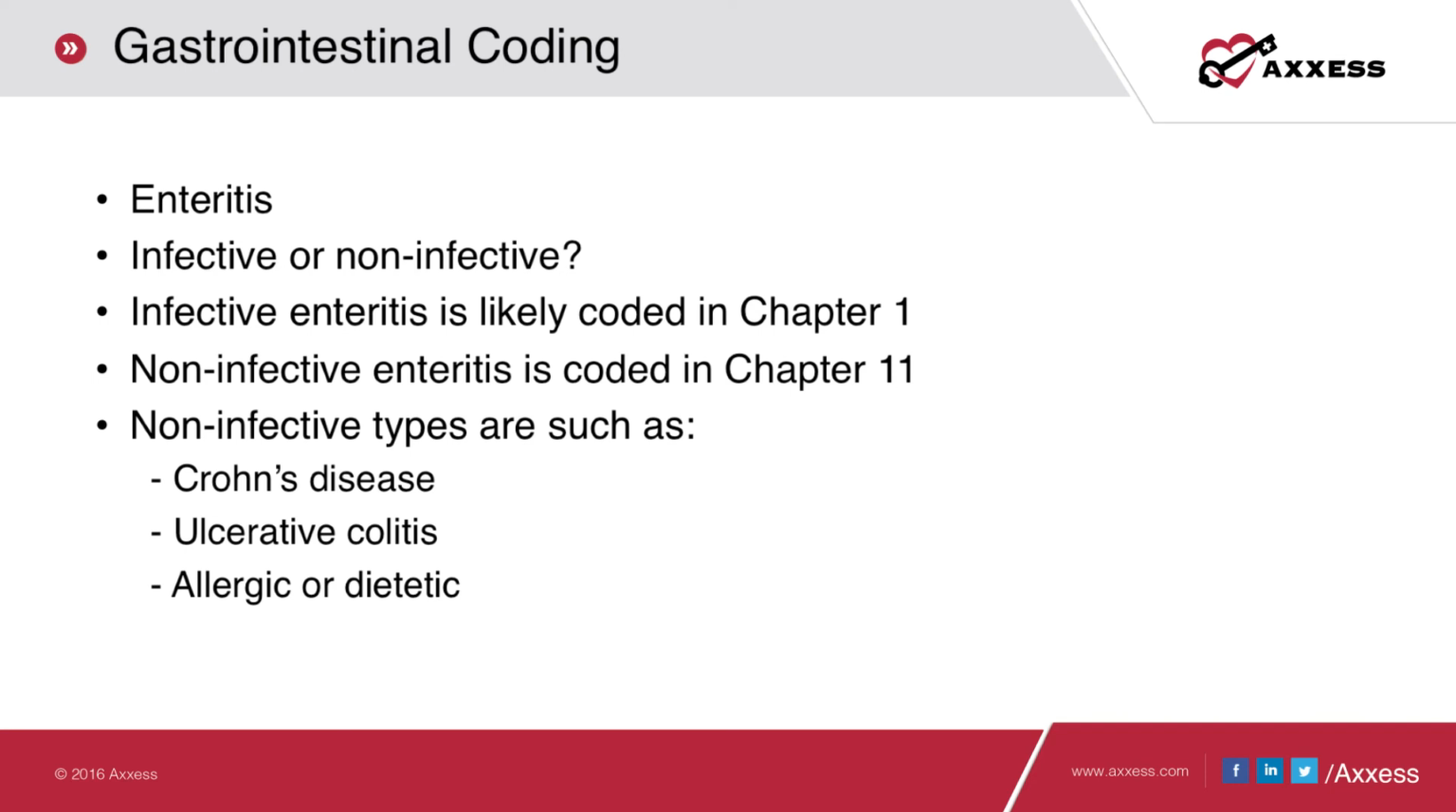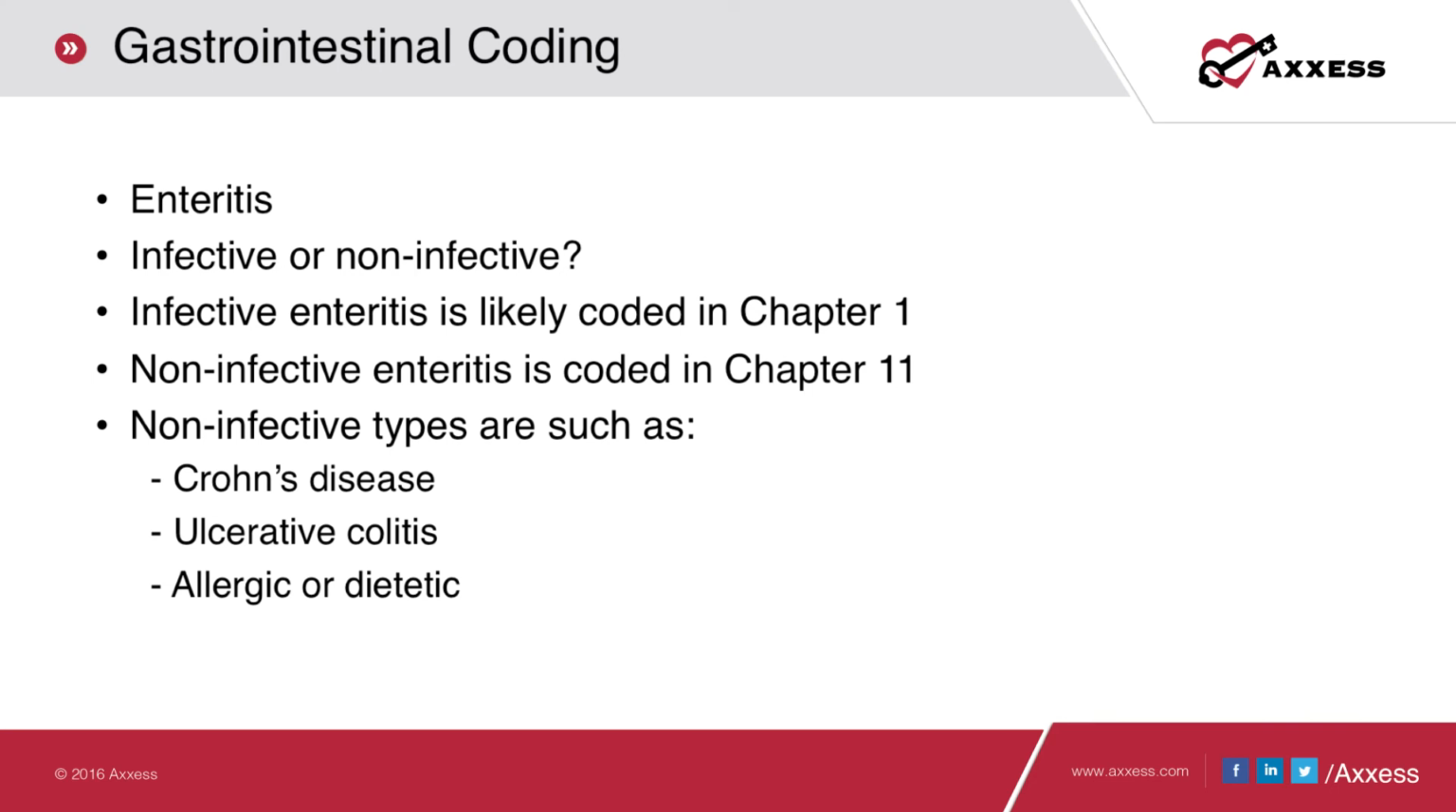With enteritis, you'll also need to know if this is an infective or non-infective type. Infective enteritis most of the time is coded in Chapter 1, which is the AB codes. I think AB for antibiotics. Those are all of the germs and bugs and bacteria, and all of that's in Chapter 1. If it's a non-infective enteritis, that's likely going to be coded in Chapter 11. And all of Chapter 11 codes start with K. I think K for Kaopectate for GI.